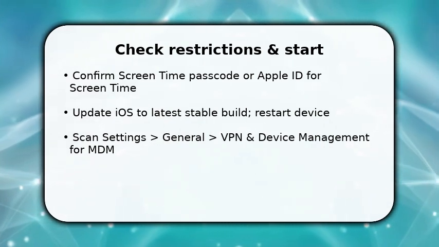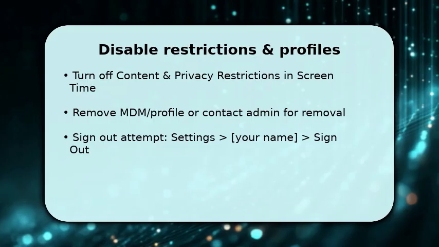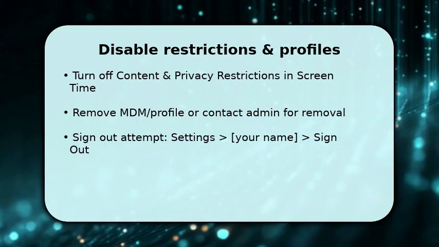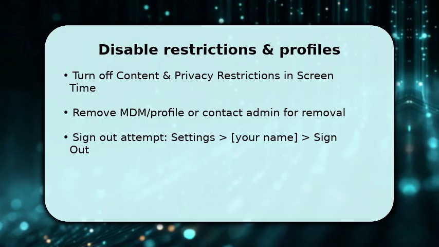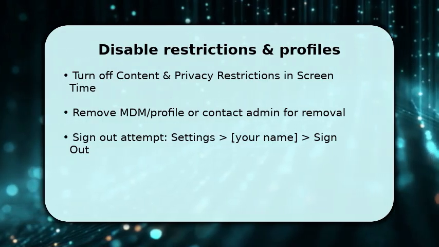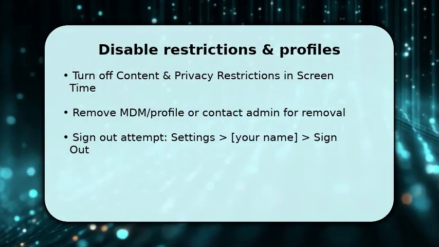Now disable protection layers. Open Screen Time, go to Content and Privacy Restrictions and toggle them off. Enter the Screen Time passcode or use Apple ID Recovery if needed. After that, remove any configuration profiles in VPN and Device Management. Tap the profile and choose Remove. If removal is blocked, contact the organization that provisioned the device.